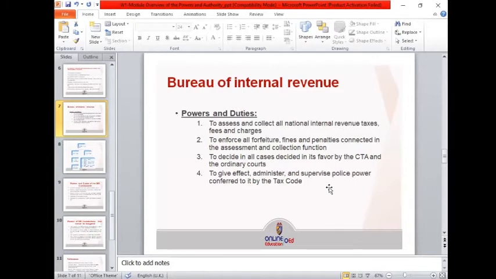Okay, so another is that the BIR also protects the taxpayers, the people, and the welfare of society from those people who are not paying taxes.